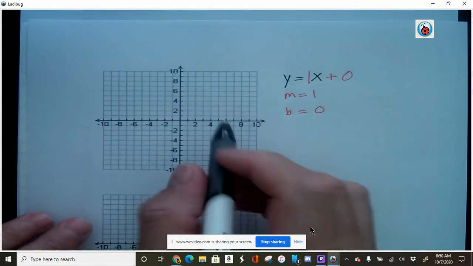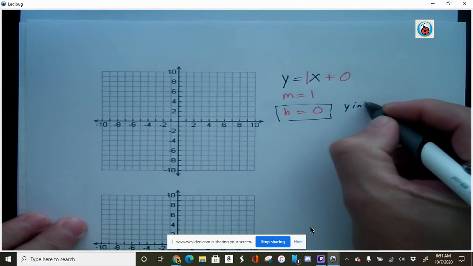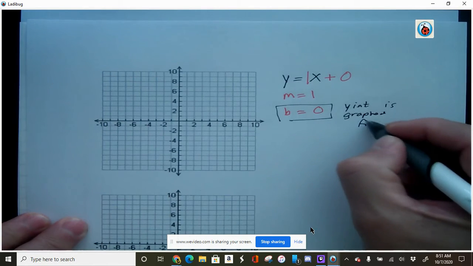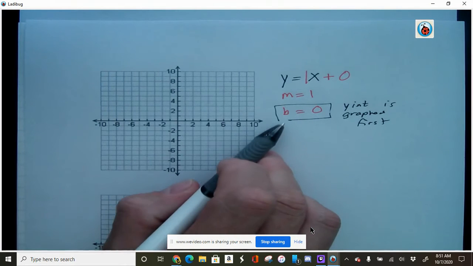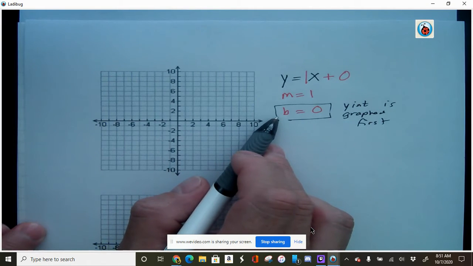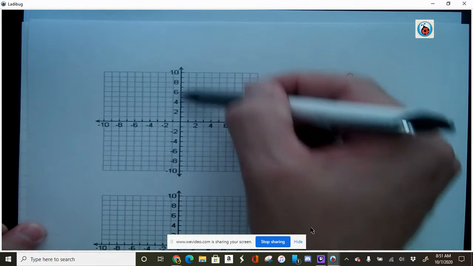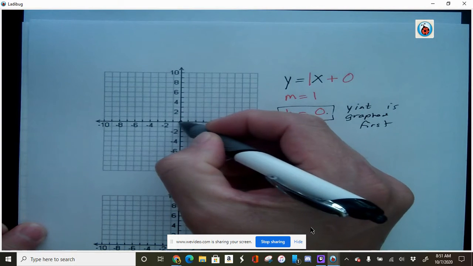So I will go to my graph. This is my y-intercept. Y-intercept is graphed first. Think of it this way. I have two letters, B and M. Which one comes first in the alphabet? Well, B does. So B, the y-intercept, is graphed on the graph first. It goes on my y-axis. Remember, the y-axis is your vertical axis, and it goes at 0 on the y-axis. Well, here's 0.